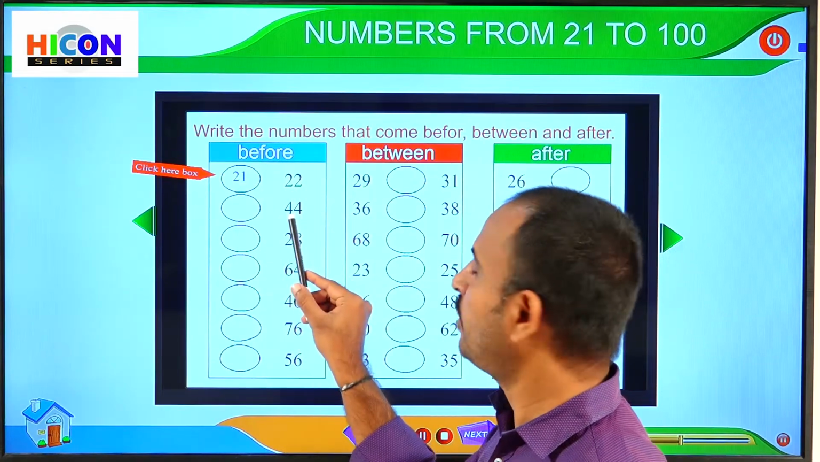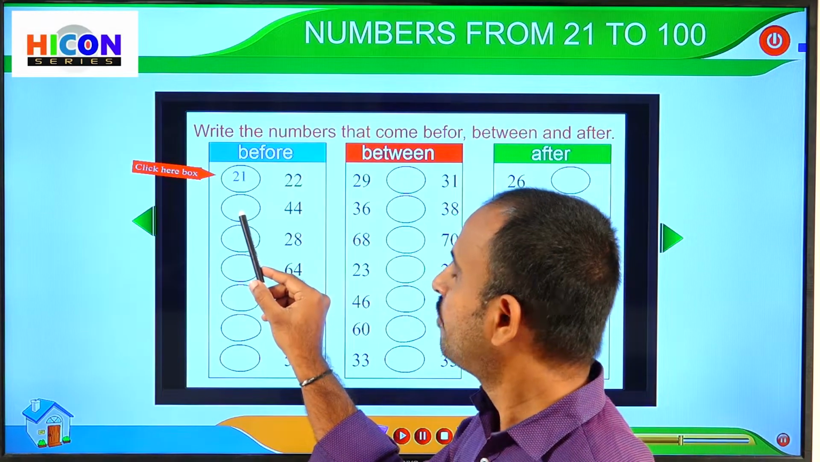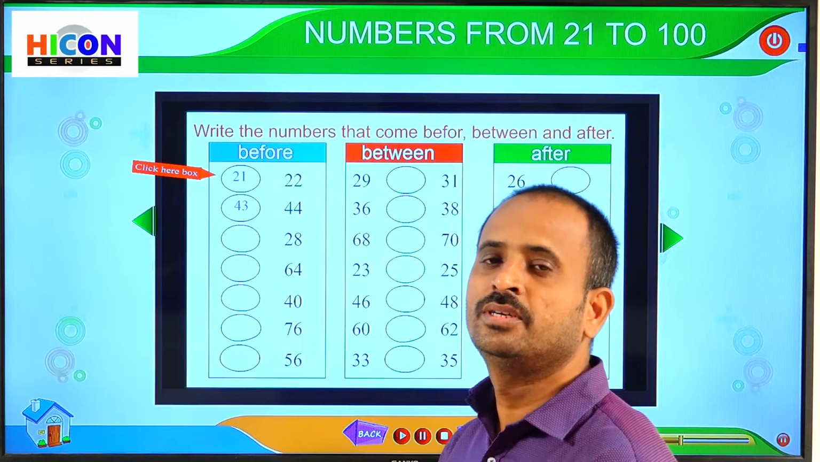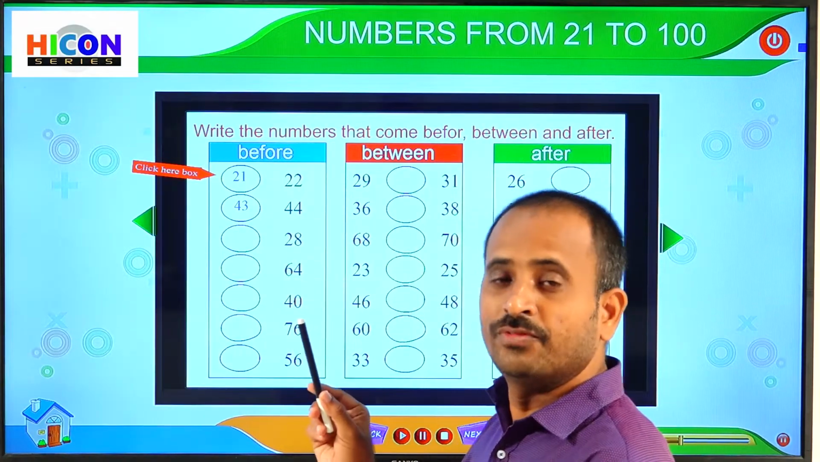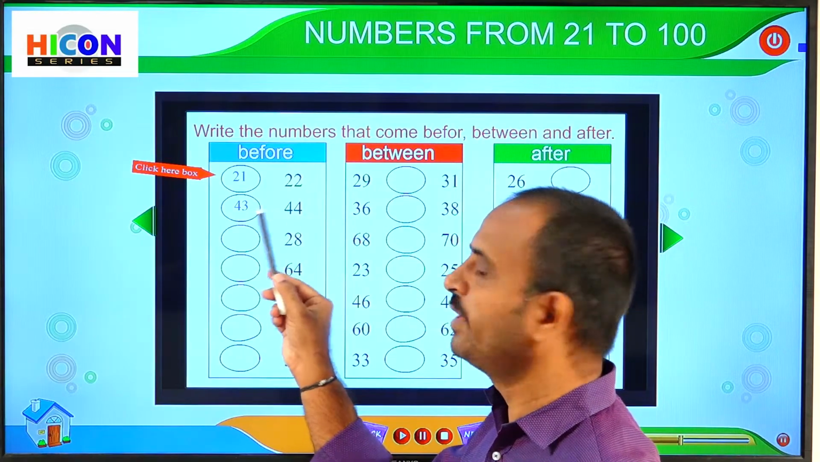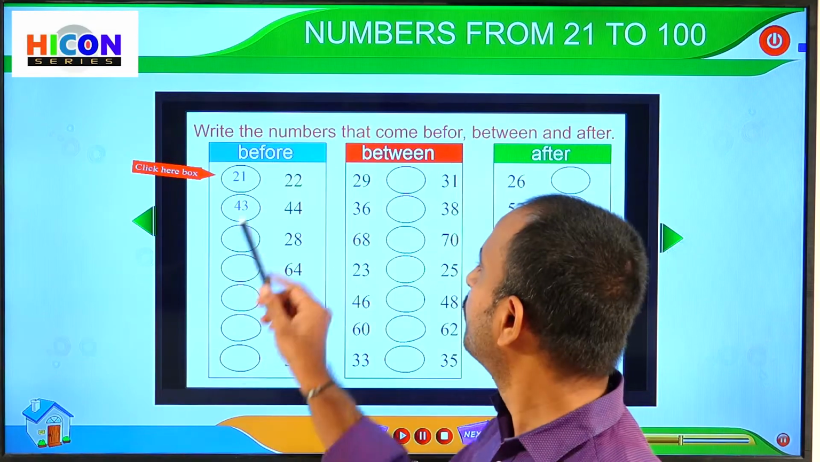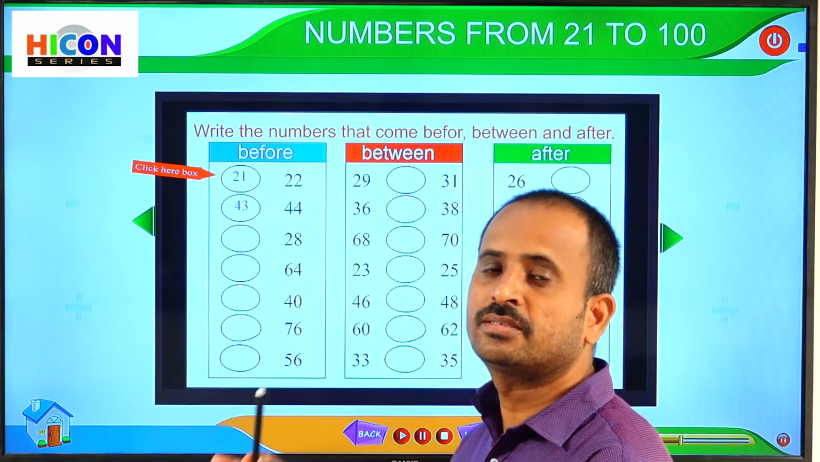And see the next one, 44. The before number for 44 is 43. So children, how can we write these before numbers? Simply subtract 1 from the given number. If we subtract 1 from the given number, we will get its before number. This before number can also be called its predecessor.